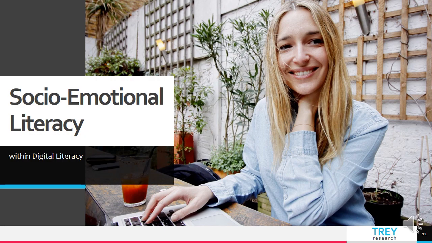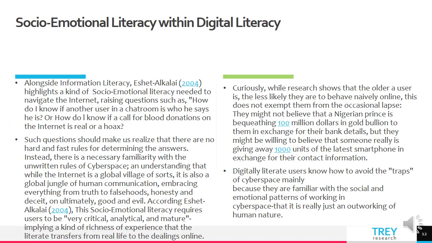Okay, so socio-emotional literacy within digital literacy. So there is also this socio-emotional literacy, other than the information literacy, which plays a big role in digital literacy. Alongside information literacy, Alkali highlights a kind of socio-emotional literacy needed to navigate the internet, raising questions such as, how do I know if another user in a chat room is who he says he is? Or how do I know if a call for blood donations on the internet is real or a hoax?